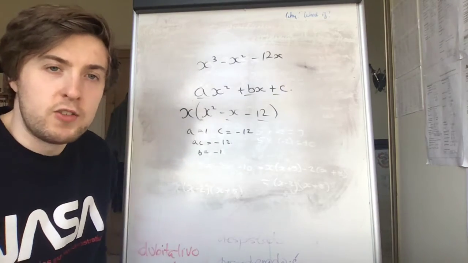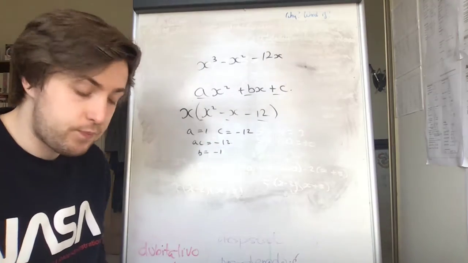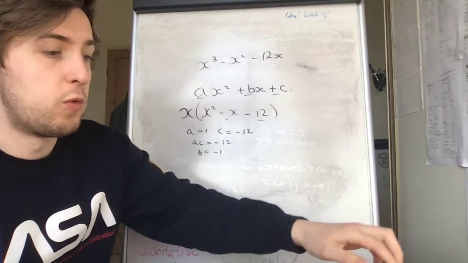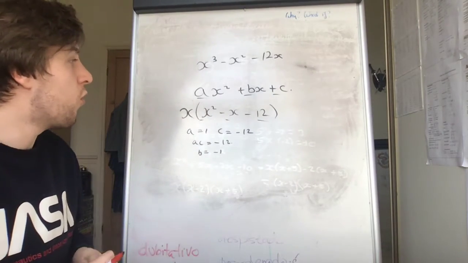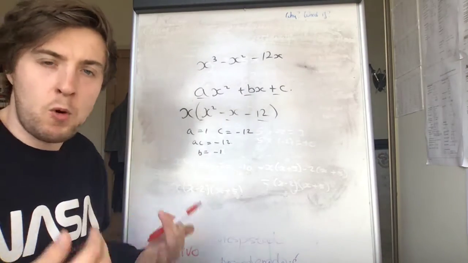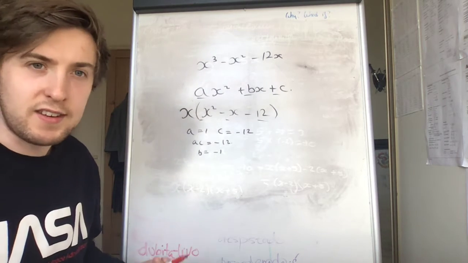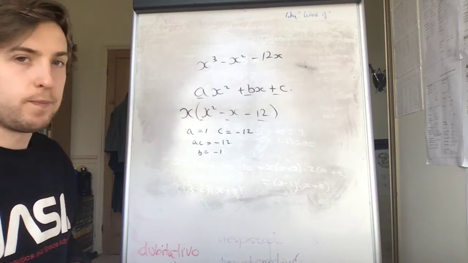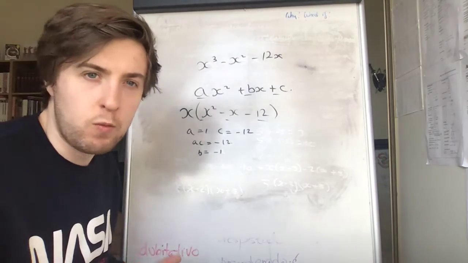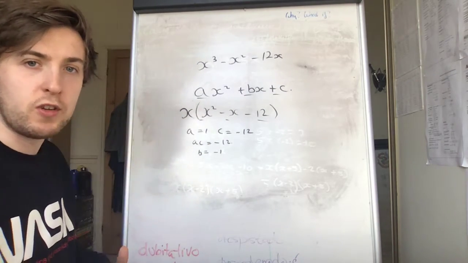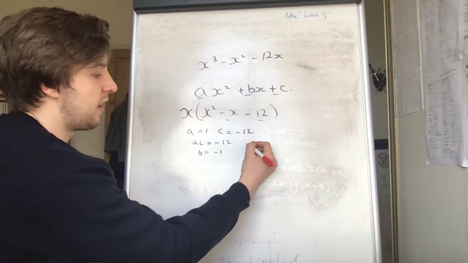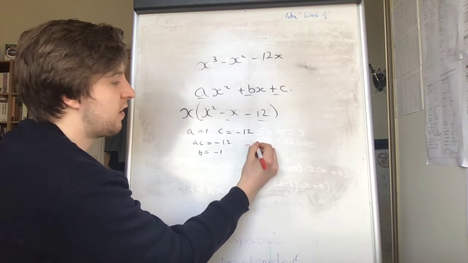Okay, great. So what is the process now? The next process would be to find out what two numbers can multiply together to get negative 12, but add together to get negative 1. Okay? Now have a little think for yourself. What could that be? What two numbers could those be? Now, I'm thinking negative 4.